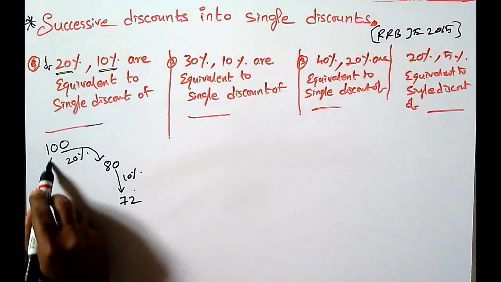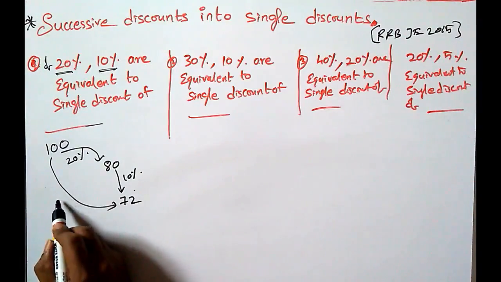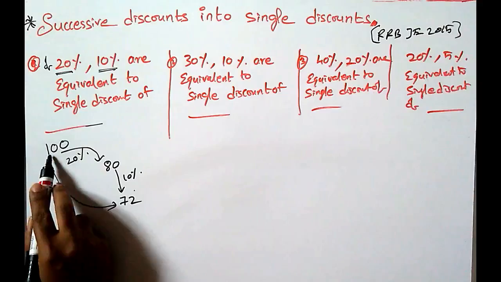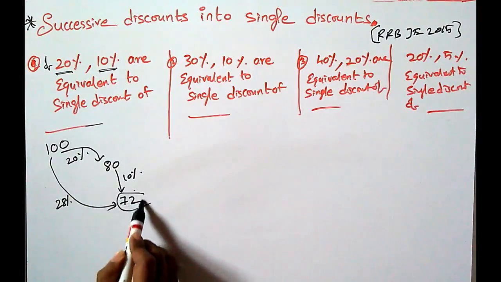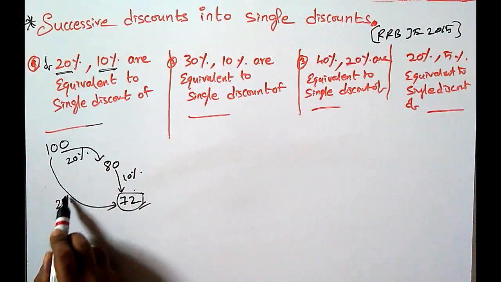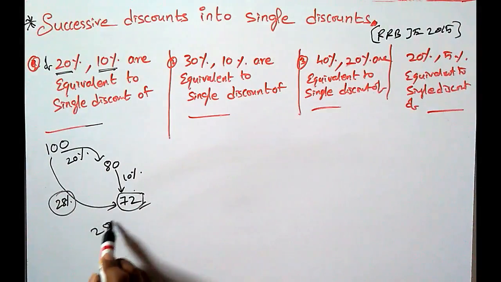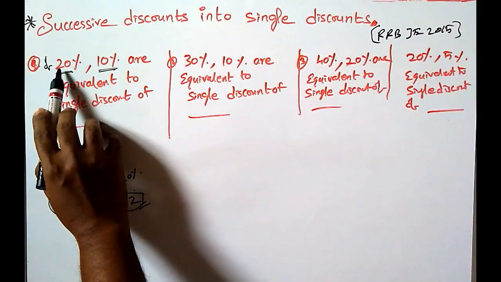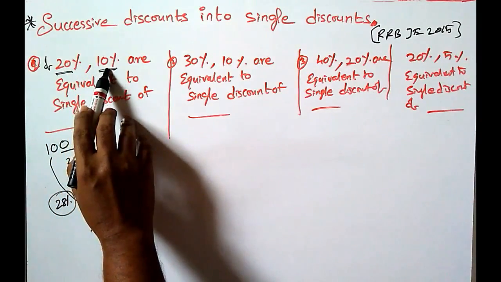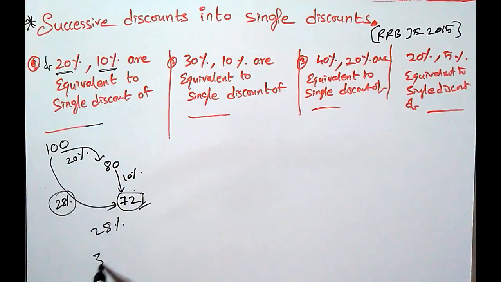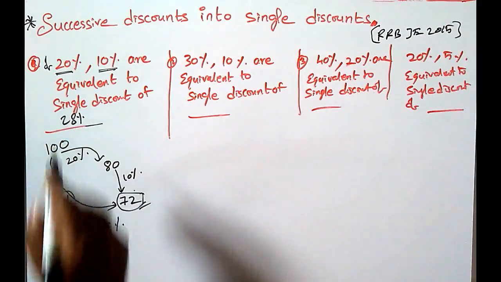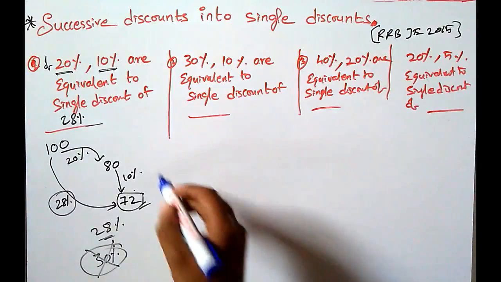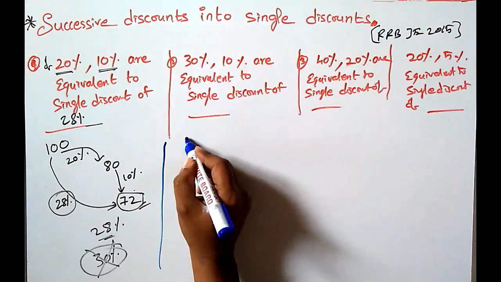Overall, friends, we are getting a 28% discount. From 100 we have got 72. See, friends, we have got just 72 rupees and the discount is 28%. But if you see 20% plus 10%, we will be deceived that we are getting 30%. No, friends, we are just getting a 28% discount. How to remember this? The same way we will solve the next problem.